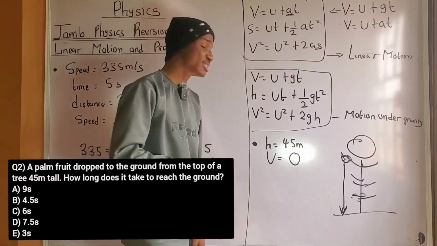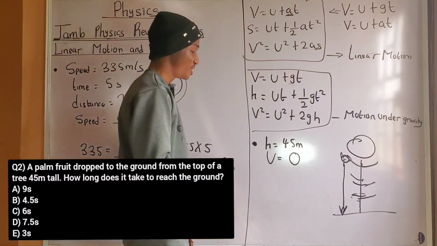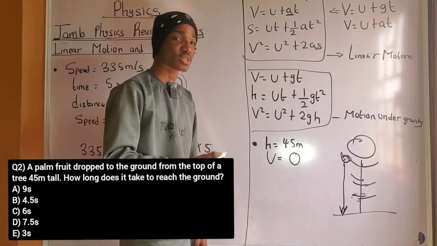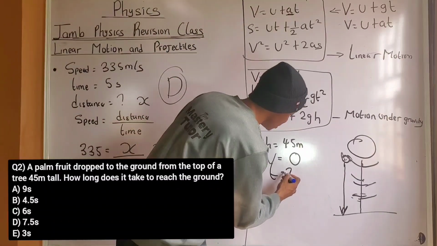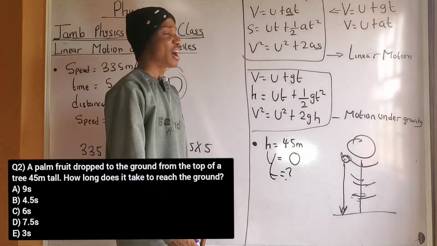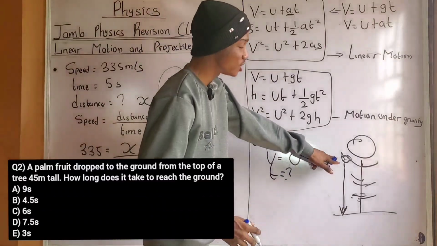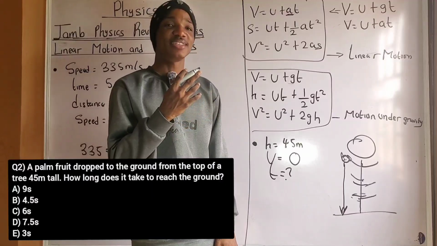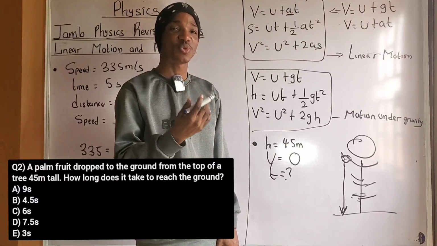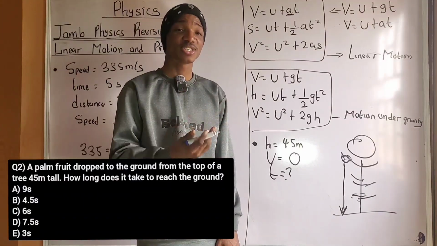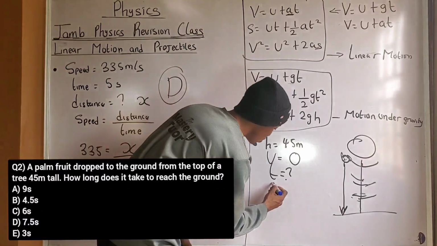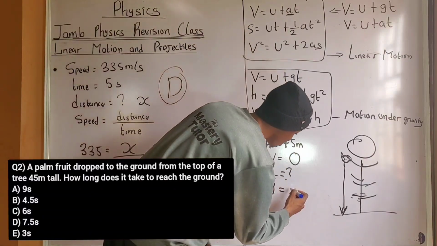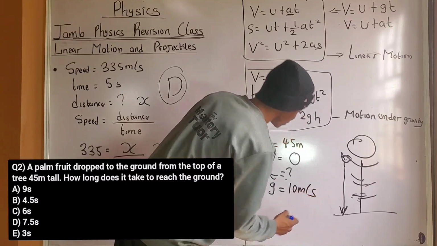Now we want to calculate the time. The final velocity was not given as well. We are interested in calculating the time, so we are looking for t. And because this fruit dropped from this point to the ground, the kind of acceleration we are going to introduce is acceleration due to gravity, that is g. We are given g as 10 meters per second squared. So g equals 10 meters per second squared.